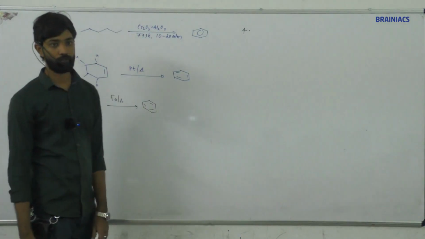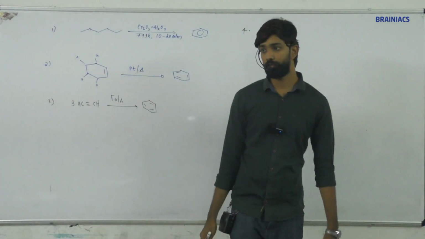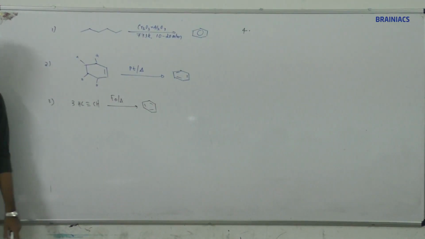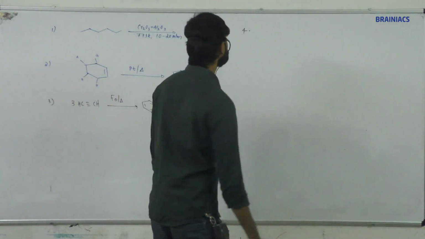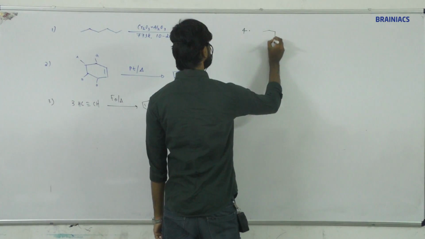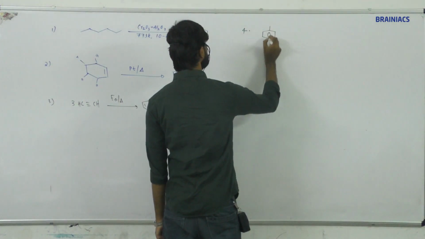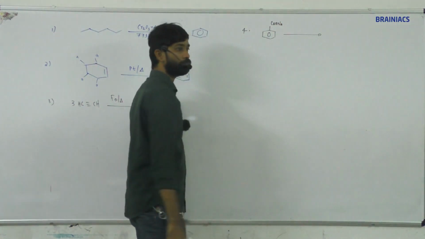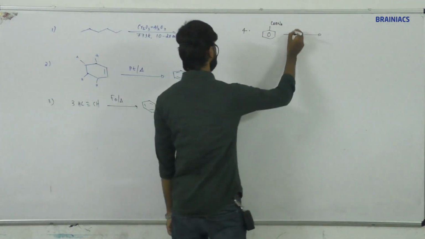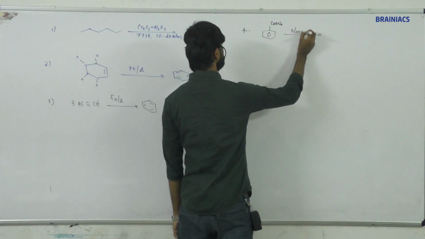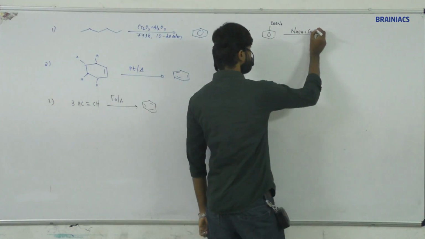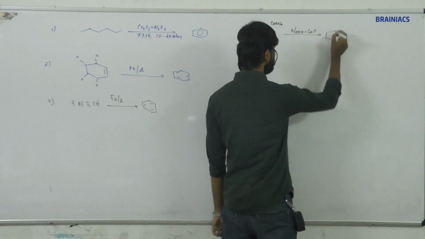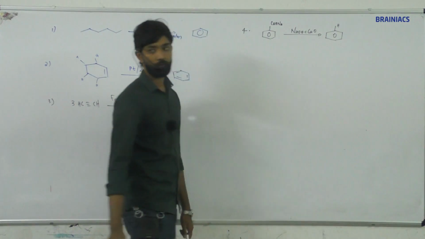Next, decarboxylation of sodium benzoate. So this is your sodium benzoate, which on decarboxylation with soda lime, as we already did for decarboxylation of alkane, gives hydrogen, and you obtain benzene.